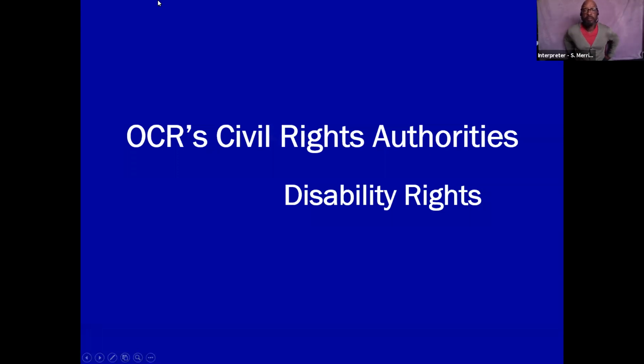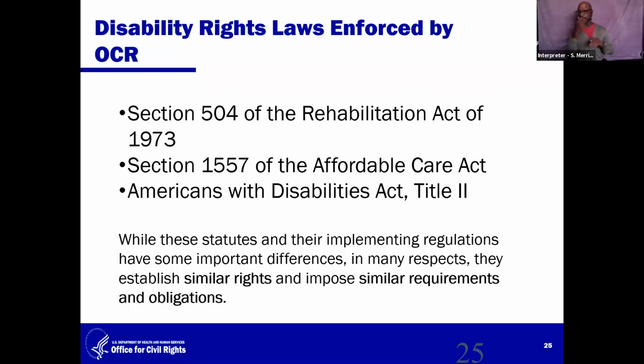I'm going to talk a little bit more in detail about the laws that we enforce and the kind of cases that we see under those laws. So with regards specifically to disability rights, the laws that we enforce are Section 504 of the Rehabilitation Act of 1973, Section 1557 of the Affordable Care Act, and Title II of the Americans with Disabilities Act.